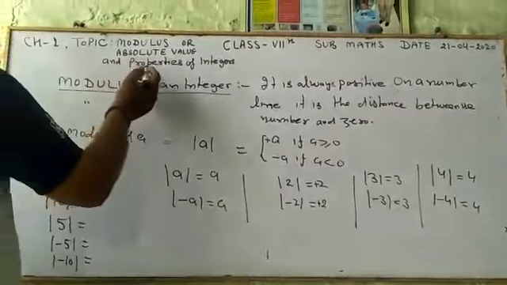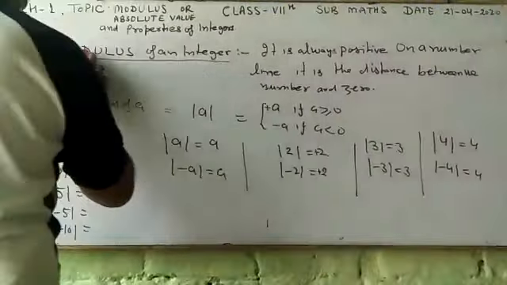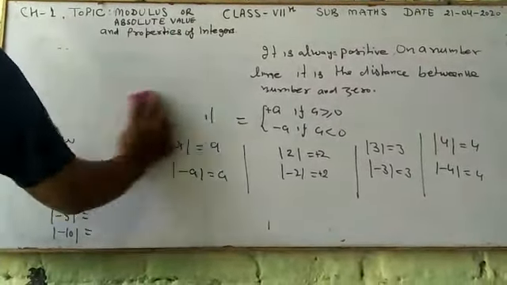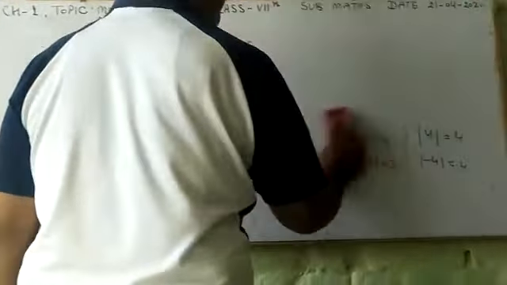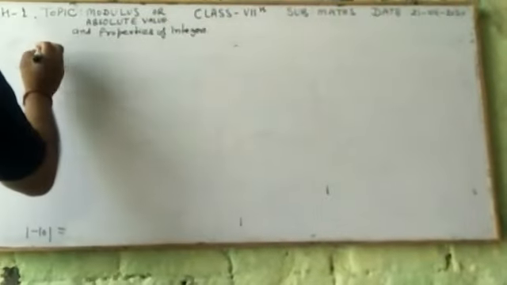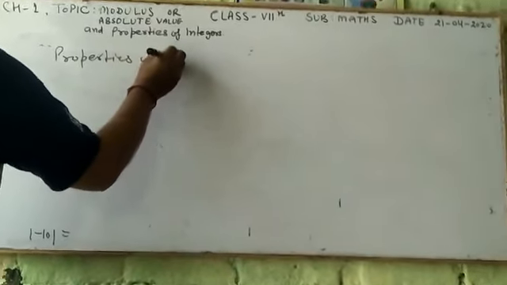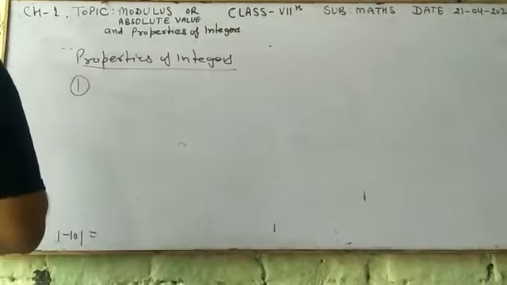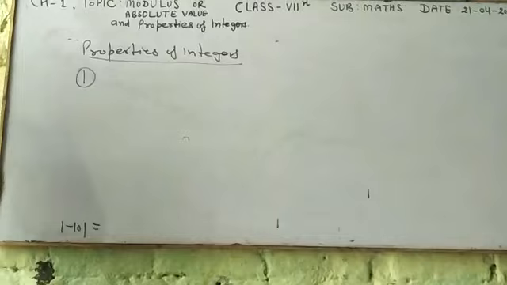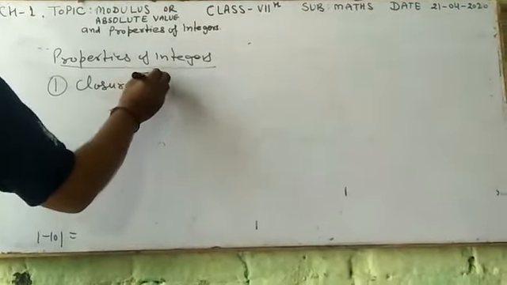And also we are taking properties of integers. Let us take properties. Today's item tells about the properties of integers. So, properties of integers. First, that is the closure property.